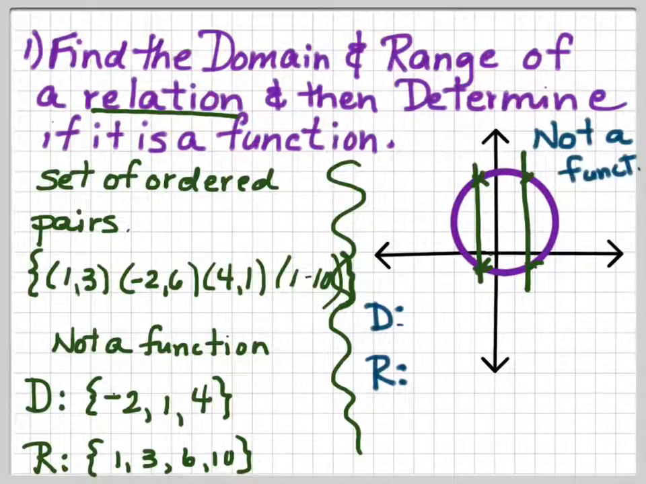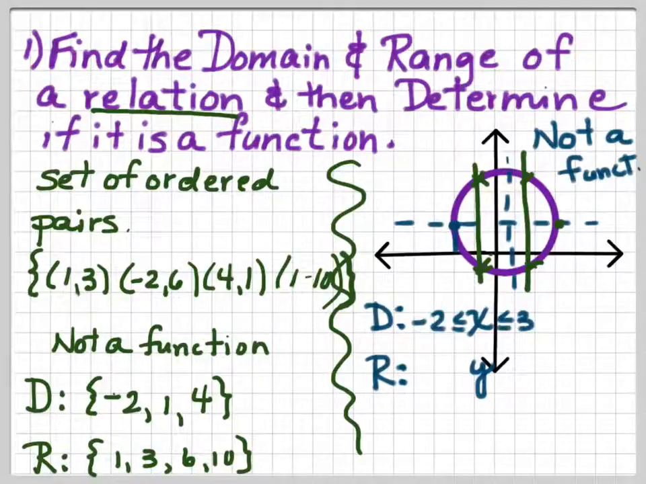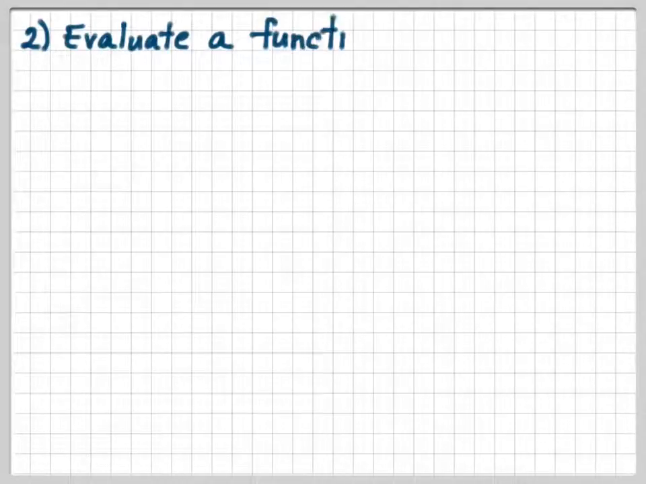In order to find the domain, I want to look at the graph and find my smallest x value and my largest x value. You can see this is not centered at 0, so if I show you where the center is, you can see that the smallest x value is at negative 2, and the largest is at positive 3. And for the y's, which would be the range, the smallest is negative 1 and the largest is 4. So it's going to be negative 1 is less than or equal to y is less than or equal to 4. All right, let's go on to the next one.